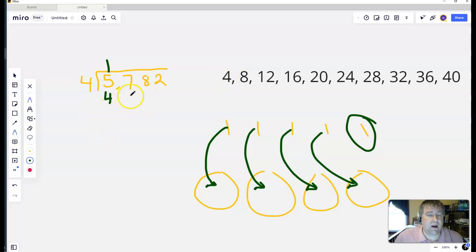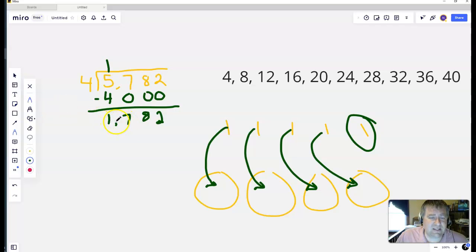Now, we are actually talking about thousands here, so we're going to subtract these and come up with 1,782. All right, and now we move on to the 17s. How many times will 4 go into 17? Well, let's start counting by 4s: 4, 8, 12, 16, 20. Whoops, too big. So 16 it is. That was 1, 2, 3, 4 4s.